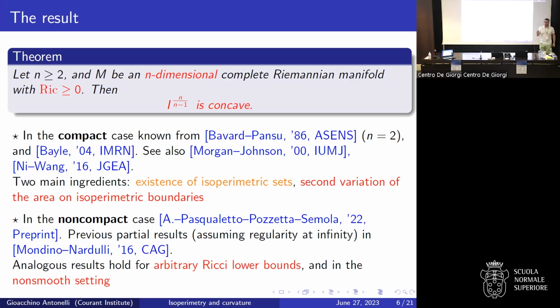The idea is that while proving this result in the non-compact smooth case, you really see the emergence of non-smooth geometry at infinity. So you really have to deal with the problem in the non-smooth setting. I'm giving this statement here for simplicity, but you can state it for arbitrary Ricci lower bounds, and even in your favorite non-smooth spaces, in RCD spaces, okay? Also in Alexandrov spaces with sectional curvature lower bounds, okay?